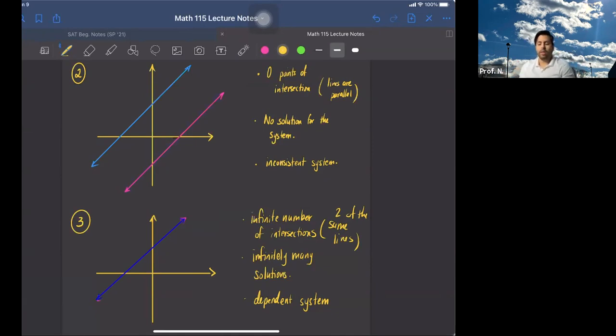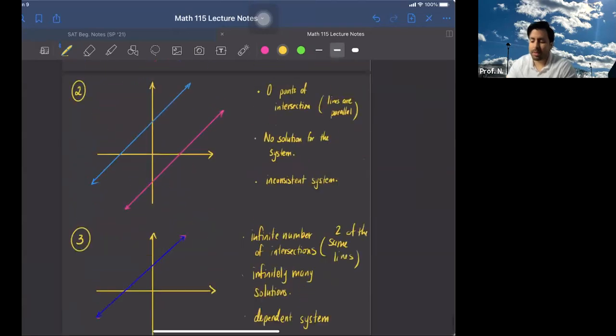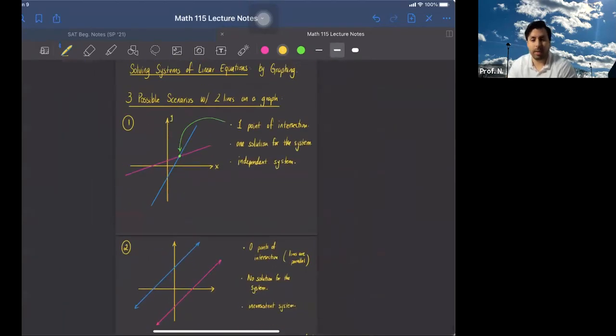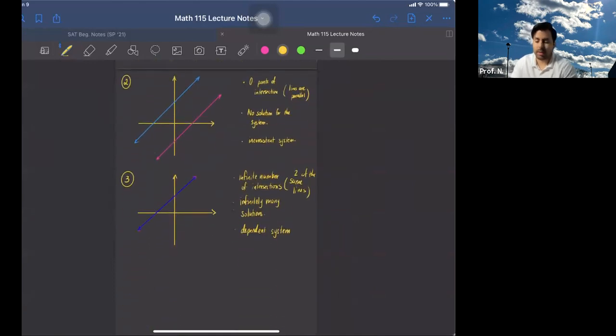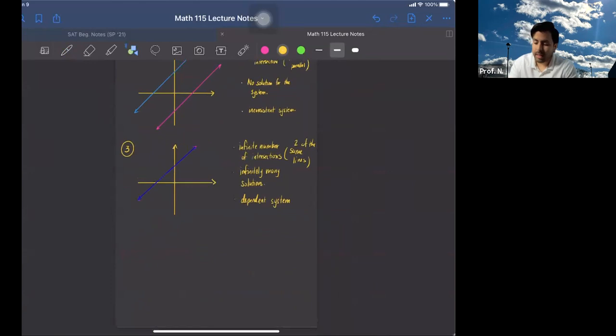So good. These are the three possibilities when we talk about systems of equations: two lines on the same graph. And these are the only three. There's no other scenario that occurs.